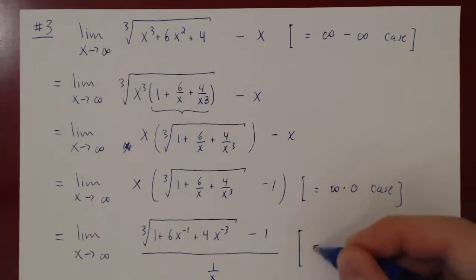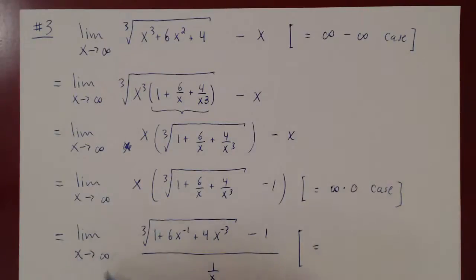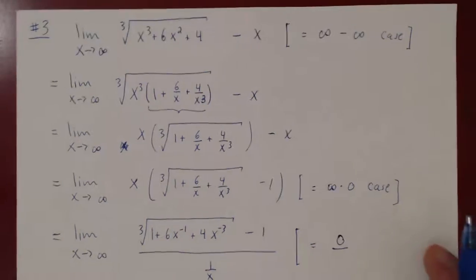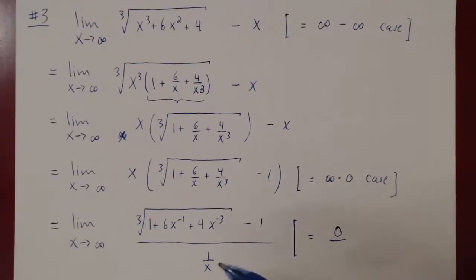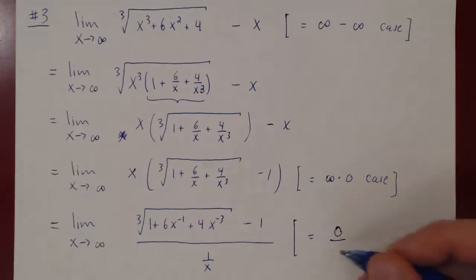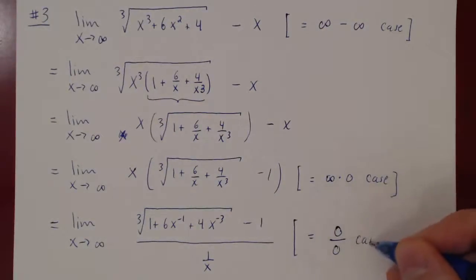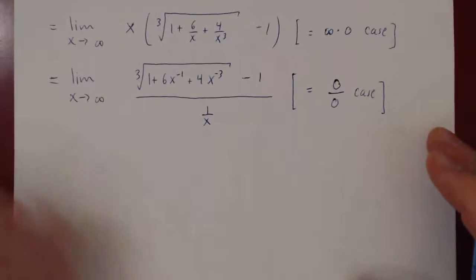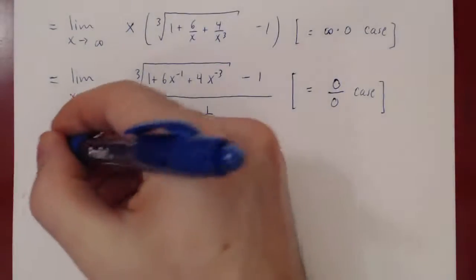And now if you think of the case that we are in, as x goes to infinity, both of these were going to 0. The cube root of 1 is 1. 1 minus 1 is 0. Over, and as x goes to infinity, 1 over x also goes to 0. So now we have a 0 over 0 case. And so now we can use L'Hopital's rule.